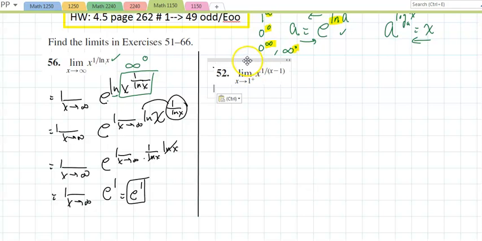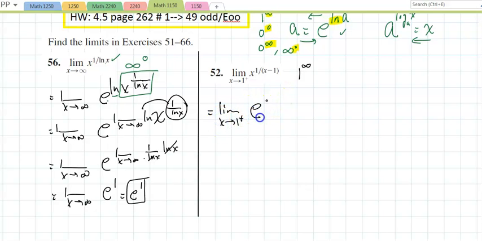Here's another problem. Looks can be deceiving. Do not think that's the same thing, but it's the same idea. This is 1, and 1 over 0 is infinity. 1 to the infinity, another one of those. I'm going to write this as the limit as x approaches 1 from the right of e to the natural log of x, raised to the 1 over x minus 1.